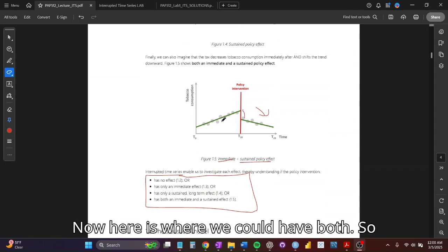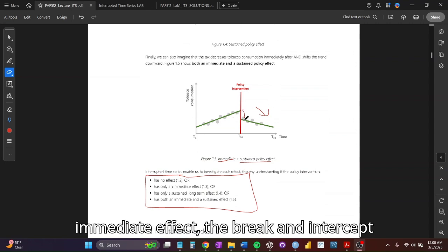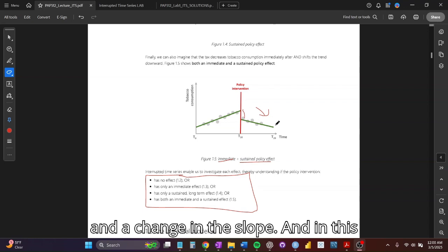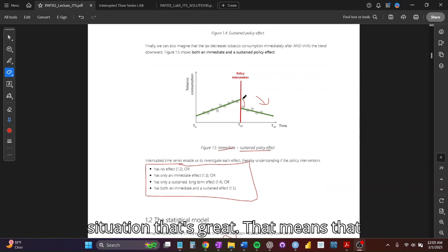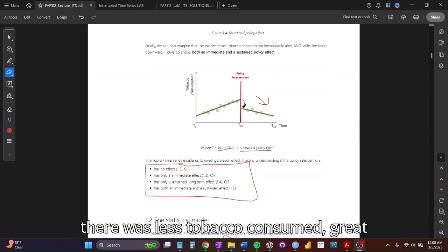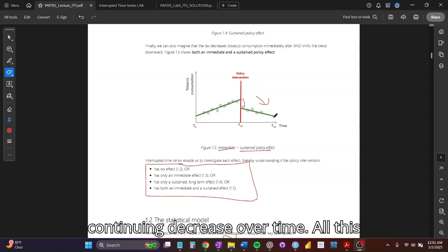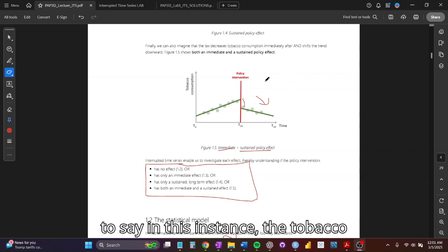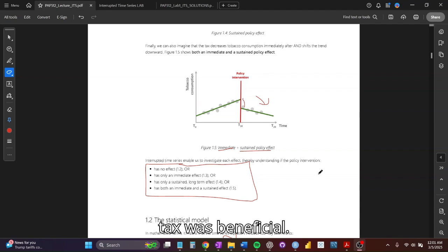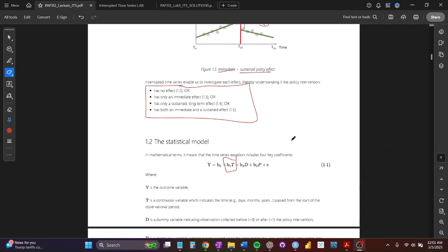Now here's where we could have both. So in this situation, we have both an immediate effect, the break in intercept, and a change in the slope. And in this situation, that's great. That means that there was less tobacco consumed, great for public health, as well as a continuing decrease over time. All this to say, in this instance, the tobacco tax was beneficial.